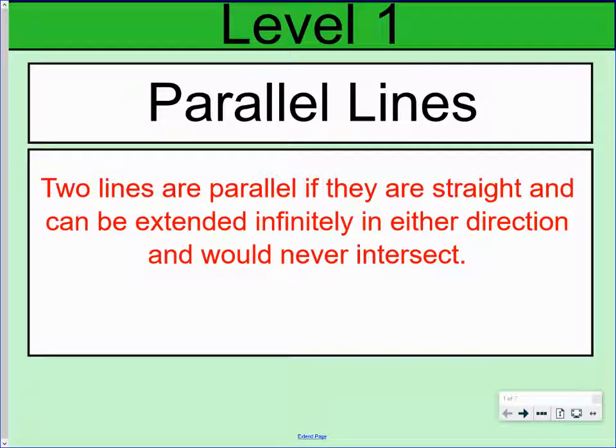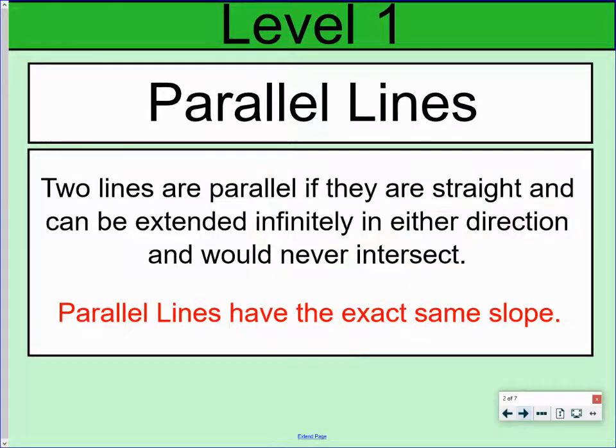Hello everyone. Today we are going to talk about parallel lines. We're going to start off with our definition here. Two lines are parallel if they are straight and can be extended infinitely in either direction and would never intersect. Okay, if that's the case and they're never going to intersect, then we know that parallel lines have to have the exact same slope.